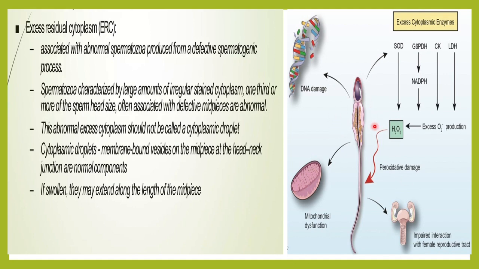And then we were talking about the excess residual cytoplasm. We have said that this cytoplasm cannot be more than one third of the head of the sperm. But sometimes there will be an excess of this cytoplasm, and this can also damage the quality of the sperm. That can lead to mitochondrial dysfunction. It can cause DNA damage. It can cause excessive cytoplasmic enzymes. Excessive oxidative enzymes might be produced, which might cause peroxidative damage. It can also impair the interaction of this sperm in the female genital tract. So this middle piece should not be swollen. The cytoplasm has to be less than one third of the head of the sperm. If it is in excess, we call it excess residual cytoplasm.